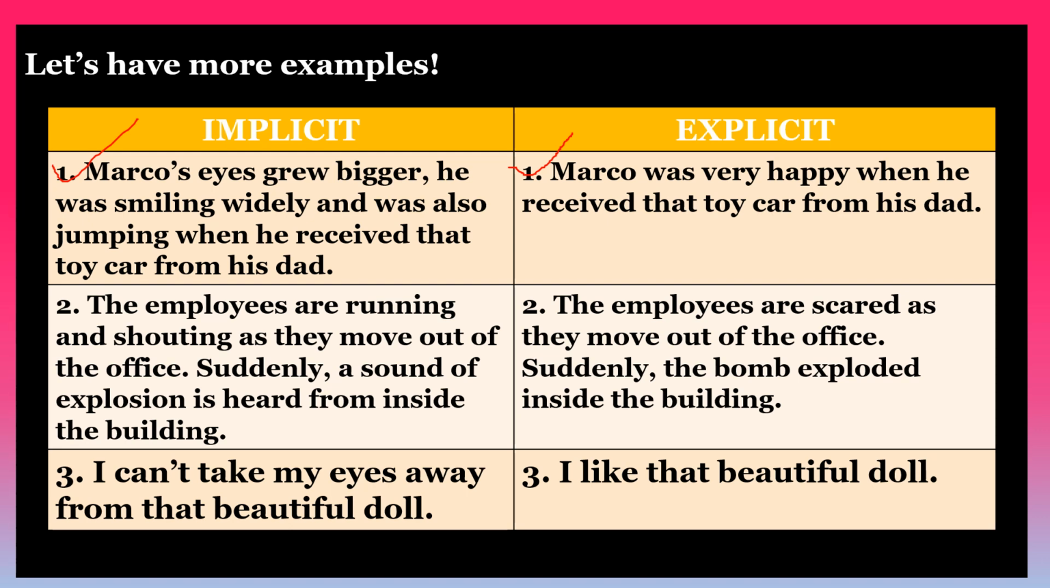Can you see the difference, kids? In the first example, under implicit, it is described how happy Marco was. His eyes grew bigger. When you're very happy, your eyes grow bigger, right? And you smile so widely. And you also jump with joy. That means he is really very happy. In the second part, or in the explicit part, it's clearly stated there. Very happy. Okay?